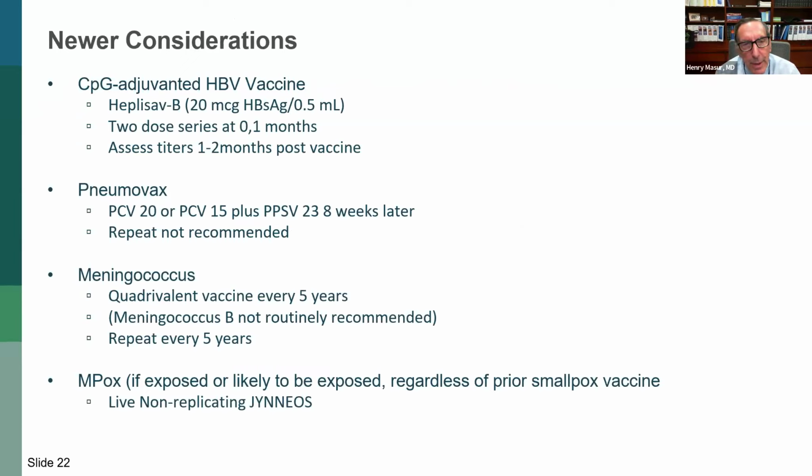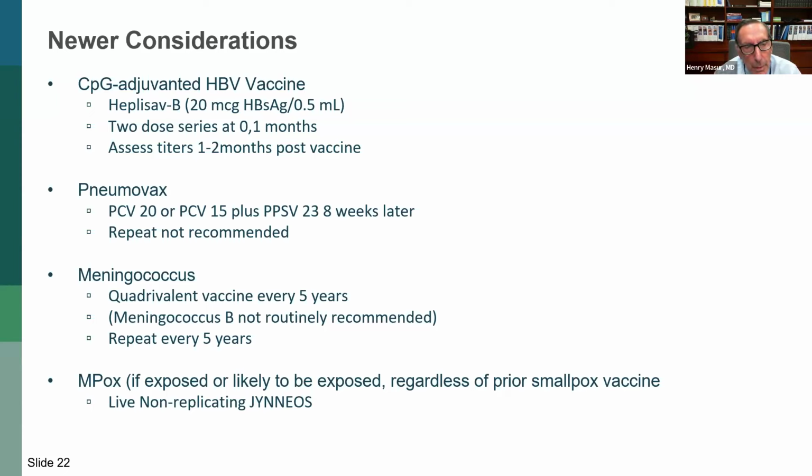For HBV vaccine, the Heplisav adjuvanted vaccine has been moved up from an alternative to a recommended. So it's recommended as well as the two recombinant viruses. And the advantage of this is there's 2 doses rather than 3 doses. But as with the recombinant non-adjuvanted, you should assess titers 1 to 2 months post-vaccine, make sure they have 10 international units per mil. I'm not sure how many people really do that, but at least that's part of the recommendation.